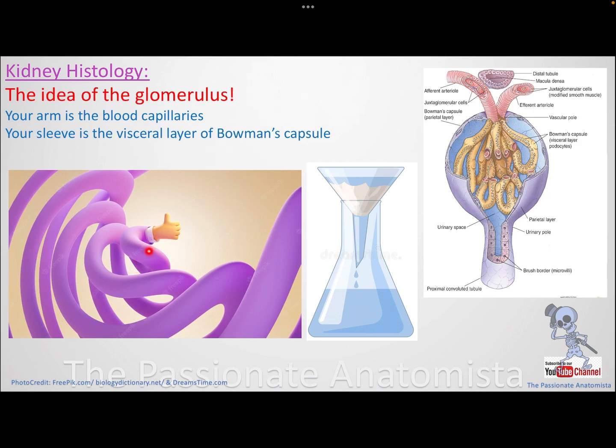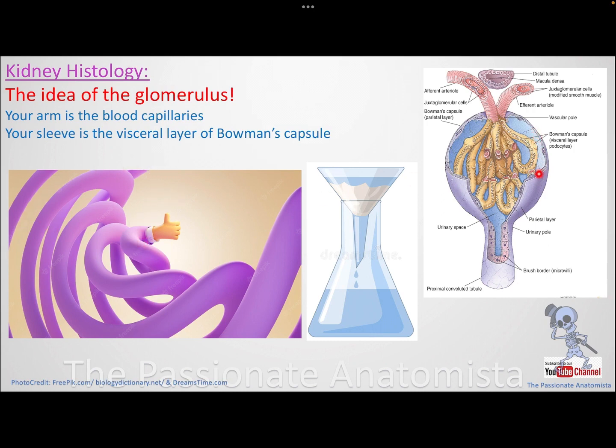What happens is your blood capillary is like your hand that is getting into a sleeve. So guys, the tissue of the sleeve is basically the visceral layer of the Bowman's capsule, and your hand is basically the blood vessel. So the blood is coming in your hand, and then you are trying to filter that out of your hand, okay, because you want to filter the blood. So the filtrate will come outside.